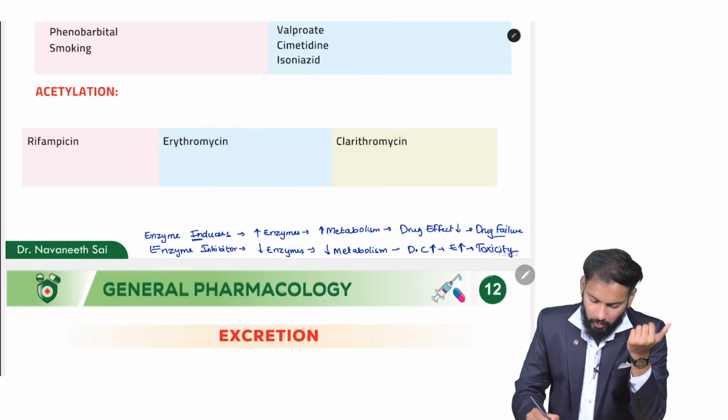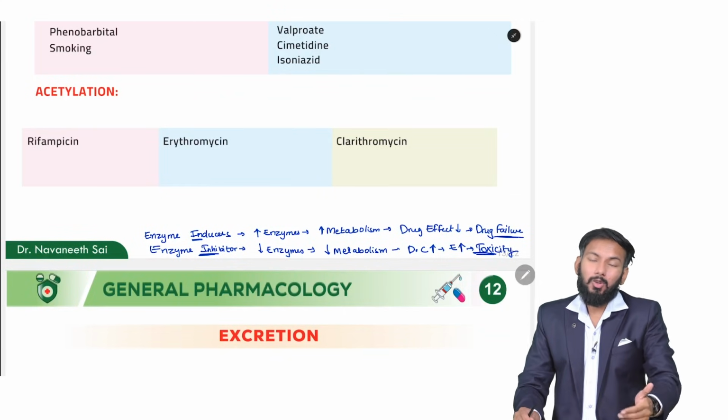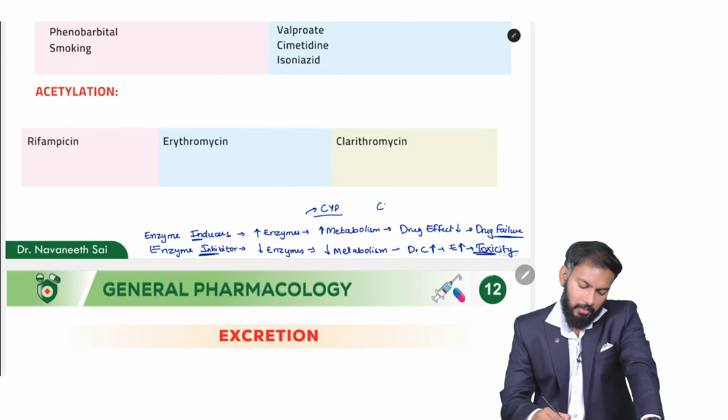So inducers are causing failure, inhibitors are causing toxicity. This is what I want you to understand. Now, which are these microsomal enzymes? These are known as CYP enzymes. You might have studied, the most common CYP is CYP3A4.